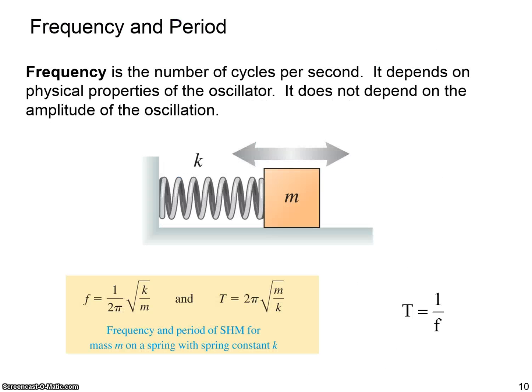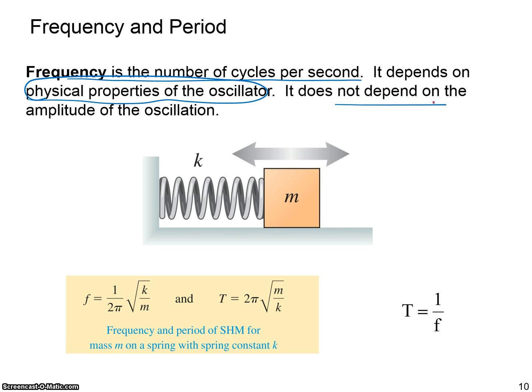We know how you can find the period from a graph, and if you know the period, you can calculate the frequency. But how do you calculate the period and frequency from other equations? We see once again that here frequency is the number of cycles per second. It depends on the physical properties of the oscillator. It does not depend on the amplitude of oscillation.